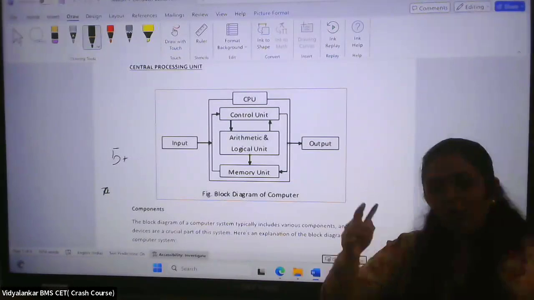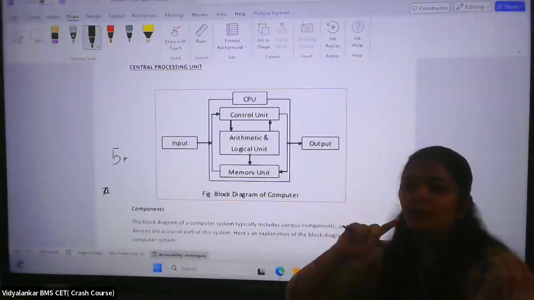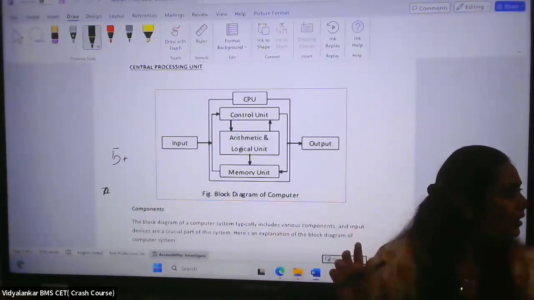Okay. So now next thing I'll tell you is we studied the number system, brain, heart, everything is done.